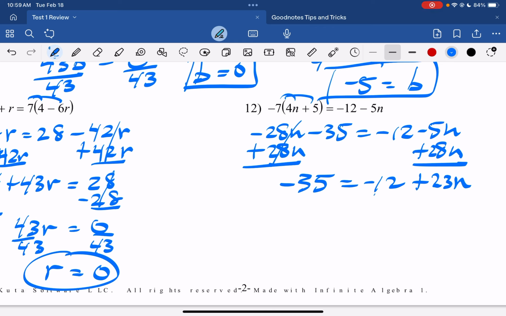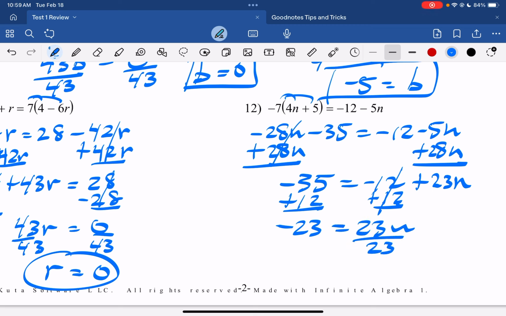Okay, now two-step equation, add 12. That's gone away. This is negative 23 equals 23n. And the last thing we're going to do, divide by 23. And that will give us negative 1 is equal to n.